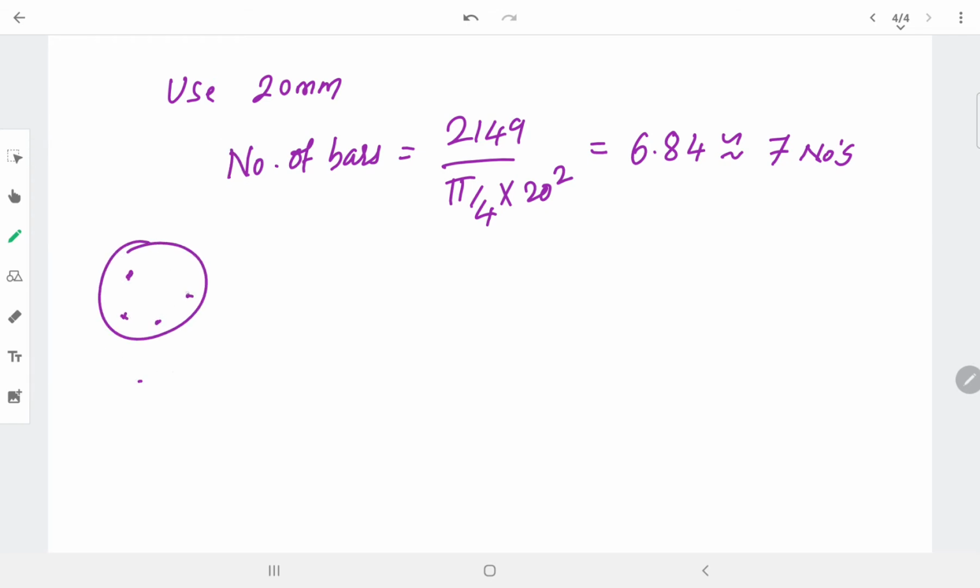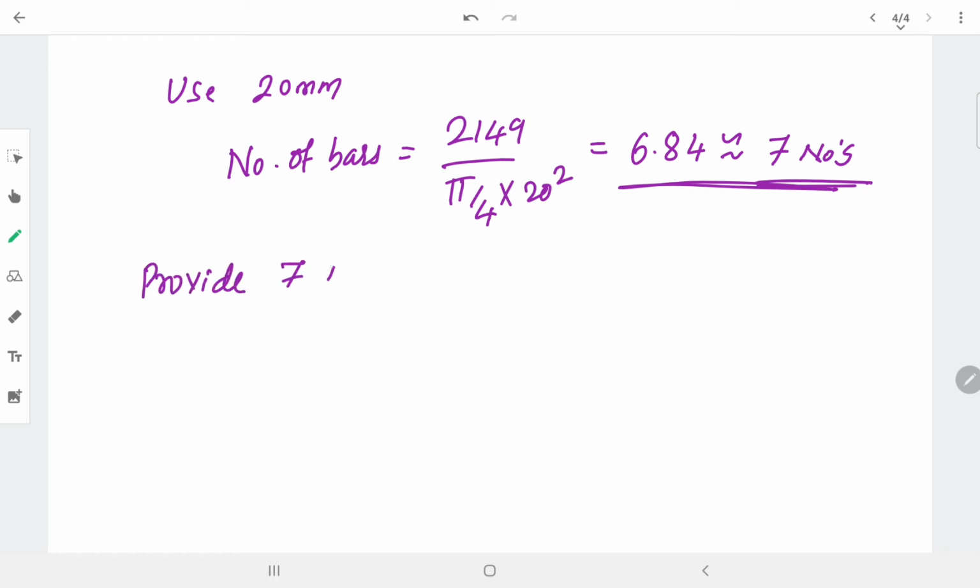Whereas in this problem a circular column is there, you can easily provide an odd number of bars. So instead of 8, it is 6.84. In rectangular and square columns you must take an even number of bars, whereas in circular you can easily take an odd number of bars also. Here we got 7 numbers. So write a statement: provide 7 numbers of T20 mm.